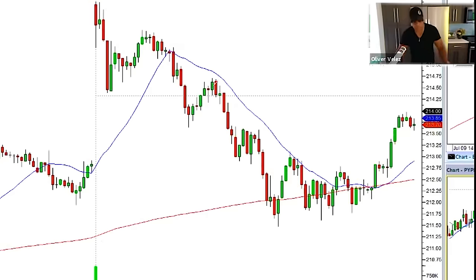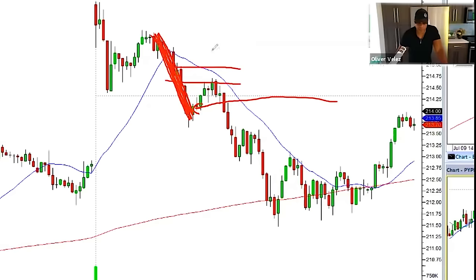Now, I want you to take a look at this drop. This is one fluid drop. It's interrupted by a certain number of green bars, but the fluid move is to the downside. Now, if you want to try to buy the bottom of that, and you want high accuracy, you can't expect more than, remember those levels, 25%.